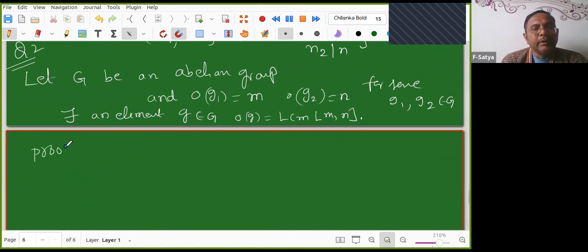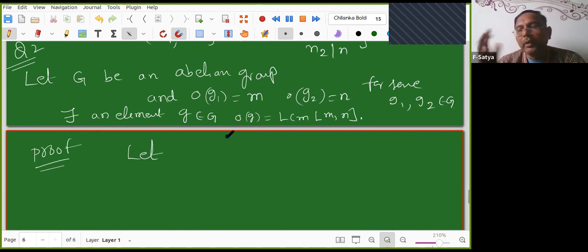Proof. Let M and N be the orders of G1 and G2. I want to construct an element whose order equals the LCM of M comma N. Of course, that element is very much related to G1 and G2, but it is not a product of G1 into G2. It is something that I want to bring in. That is the idea overall.